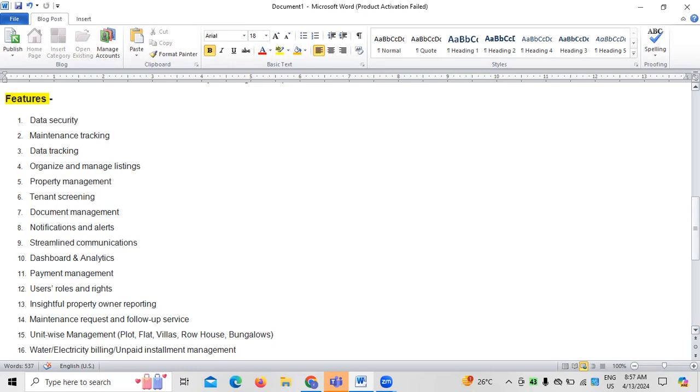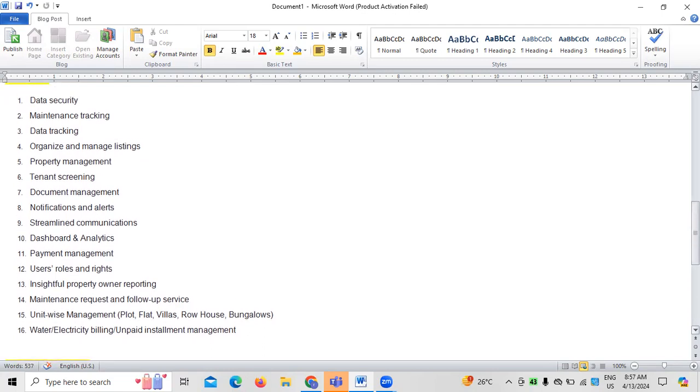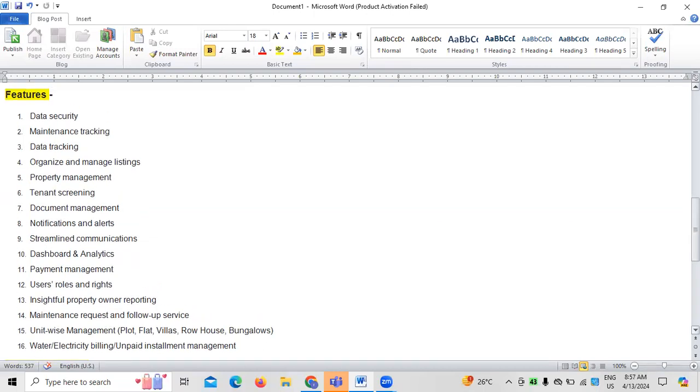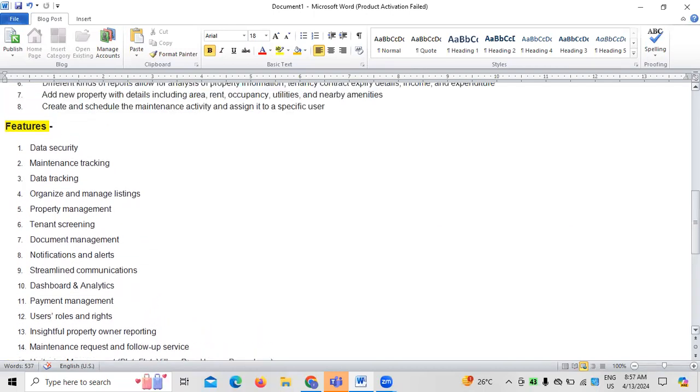At the same time, we require a feature for user roles and rights. So user roles and rights are required here. At the same time, insightful property owner reporting is also required here. Next, maintenance request follow-up services, etc. All of these are considered and come as features.